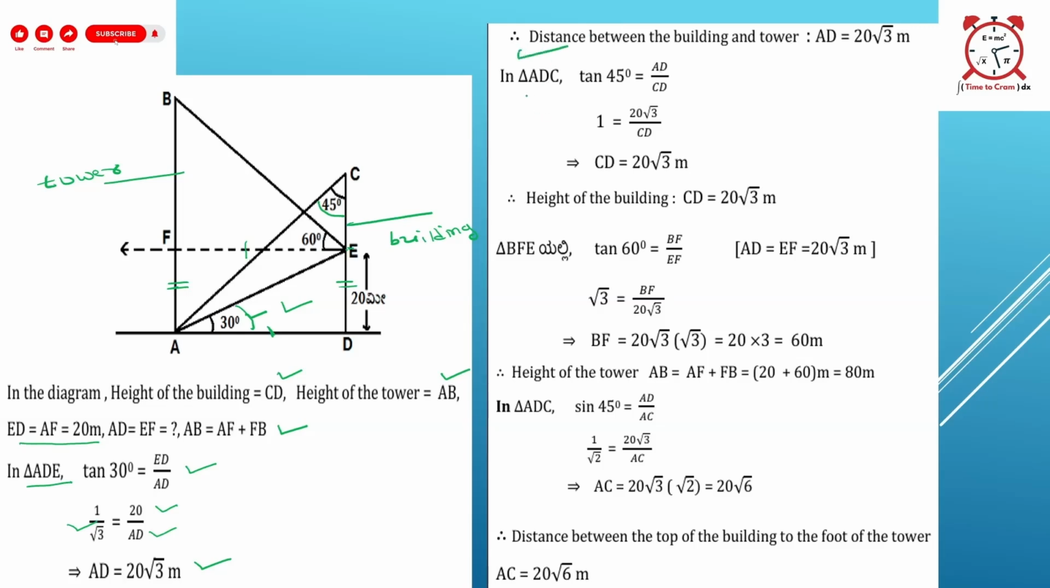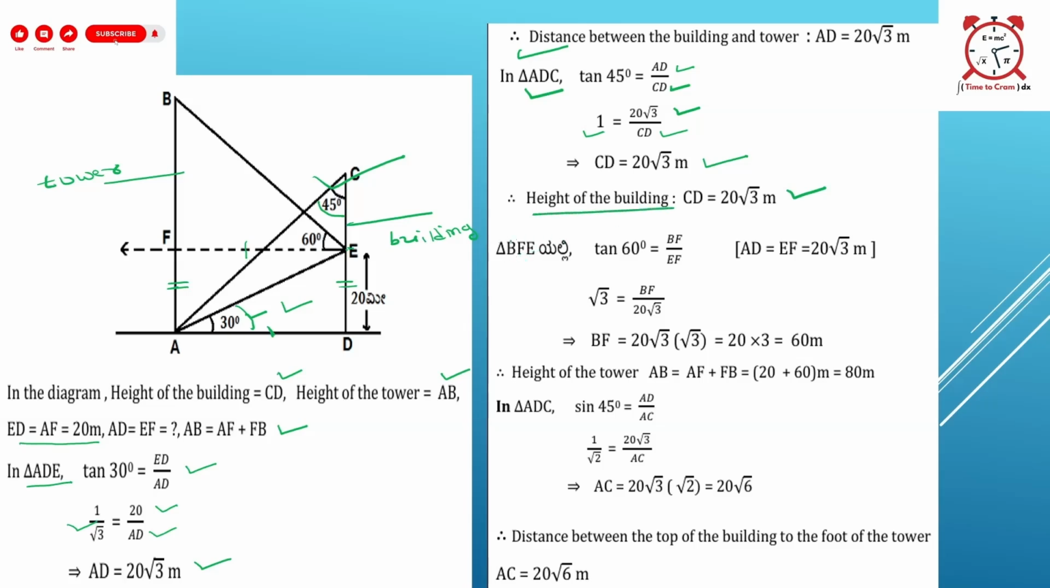Now let us take the another triangle, triangle ADC. In triangle ADC we will have the angle of depression here. So tan 45 equal to again opposite upon adjacent. So tan 45 is 1, then the value of AD already we found, then CD as it is. So from this we will find the value of CD as 20 root 3 meter. So CD is what? Height of the building. This is our second answer.